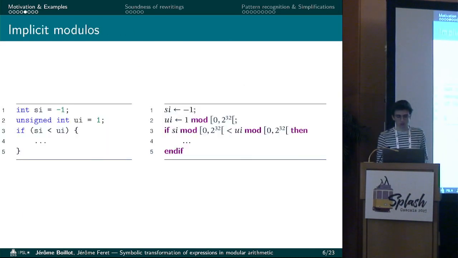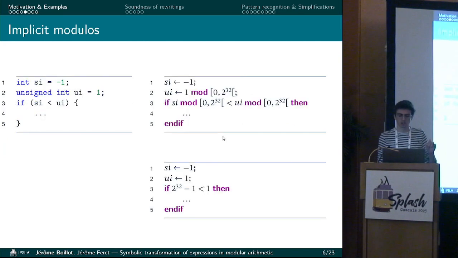Okay? So let's get back to our example. Here we rewrite the program on the left in our intermediate language, where all modulo computations are made explicit. So all the operations are made over Z. Here we can see that we have SI modulo 0 to 2 to the power of 32. So if we do constant propagation, it's just 2 to the power of 32 minus 1. So what we said just before.